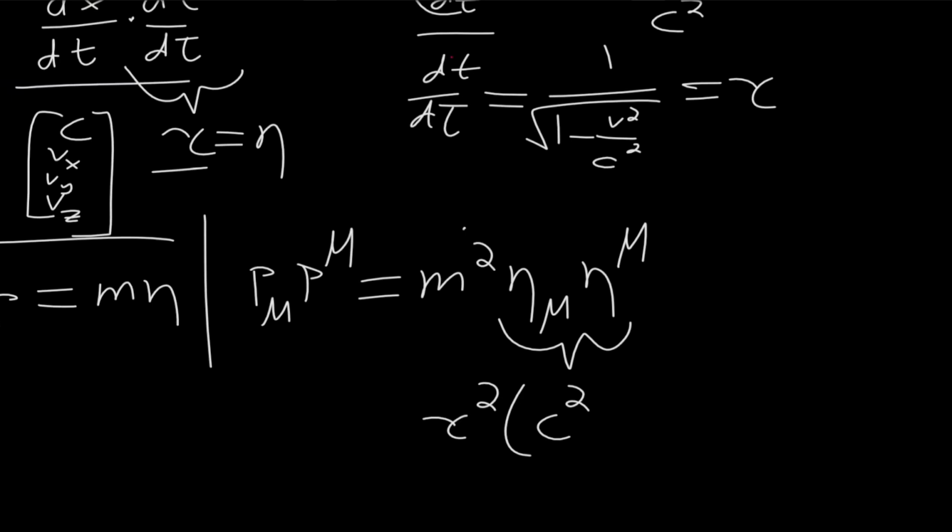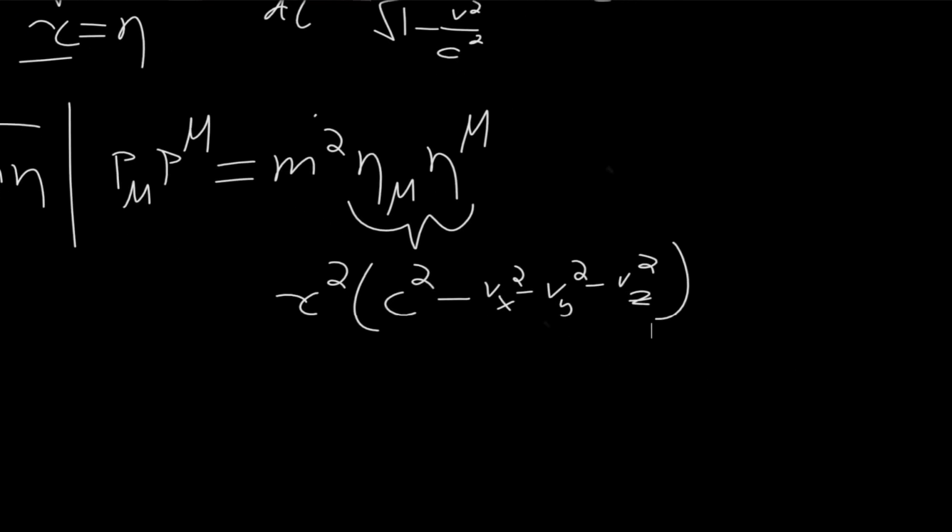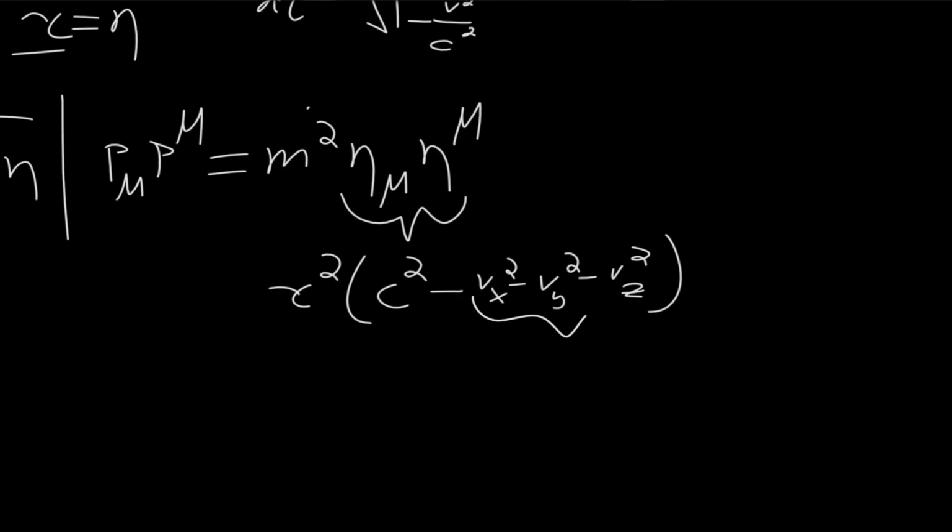So instead of having plus vx squared, we're actually going to have minus. So we're going to have vx squared minus vy squared, and then minus vz squared. But what exactly is this expression right here? Well, we see that this right here is just going to be minus v squared. But what's this gamma squared term?